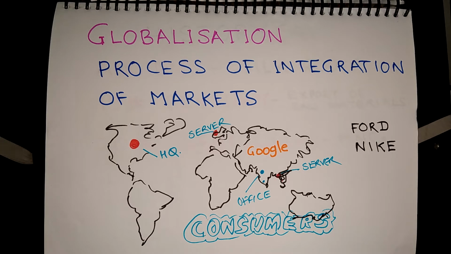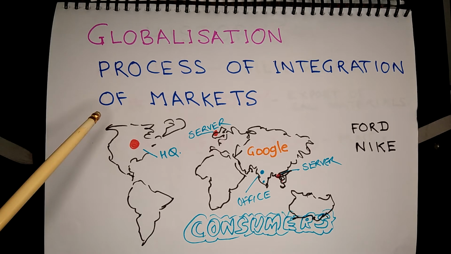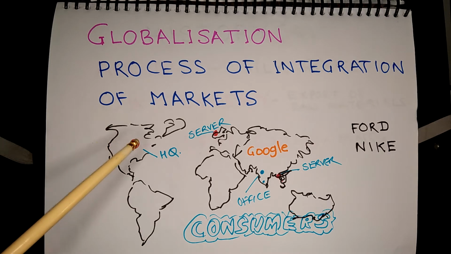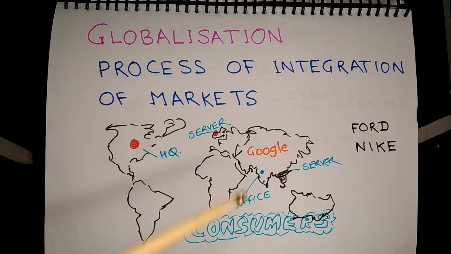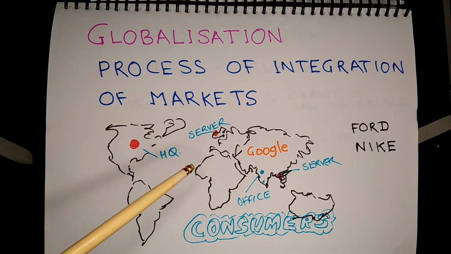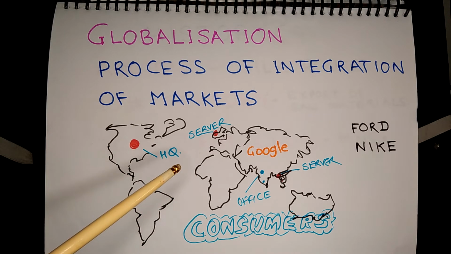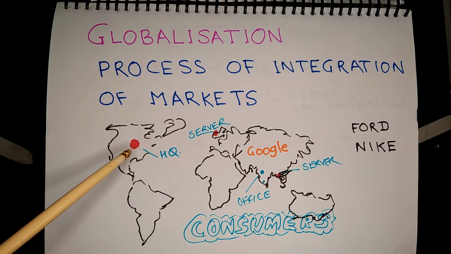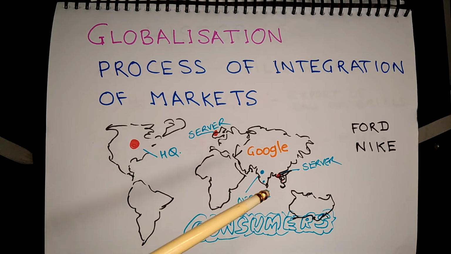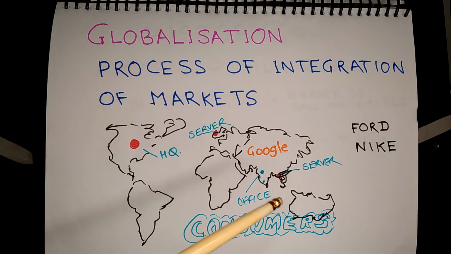The process of integration of markets around the world is called globalization. To understand this, let us take a hypothetical example. All of you must be aware about Google, the internet giant. Google has headquarters in the USA and it has servers located across the globe at many locations.